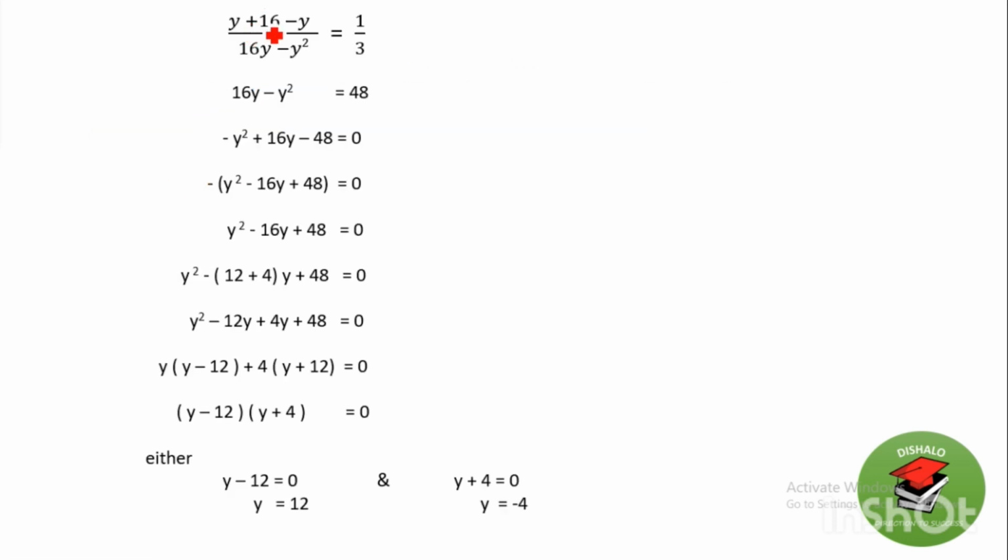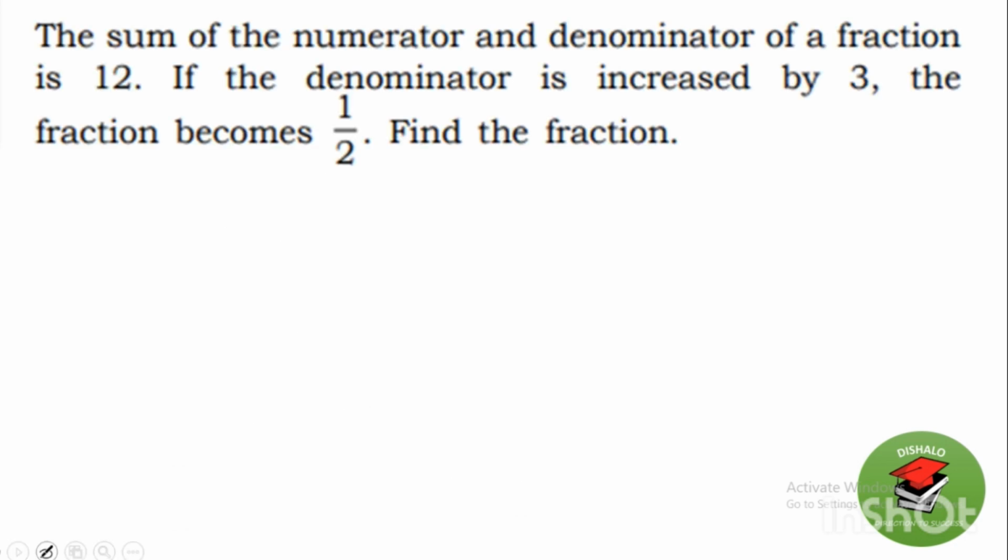When you open the bracket, you get y plus 16 minus y divided by 16y minus y square equals 1 by 3. So plus y and minus y get cancelled. When you cross multiply, you have 16y minus y square equals 48, because 16 into 3 is 48. Then you do splitting the middle term: minus y square, plus 16y, minus 48 equals 0. Splitting the middle term, you get two values of y: y equals 12 or y equals minus 4.